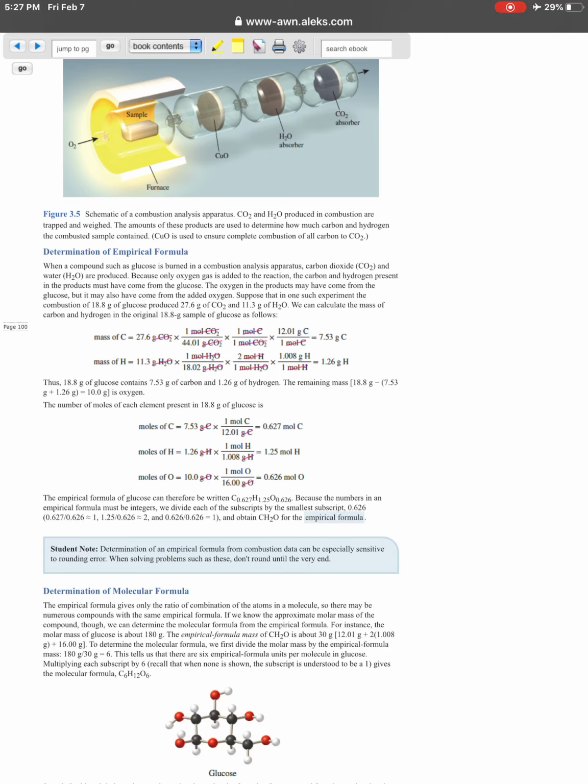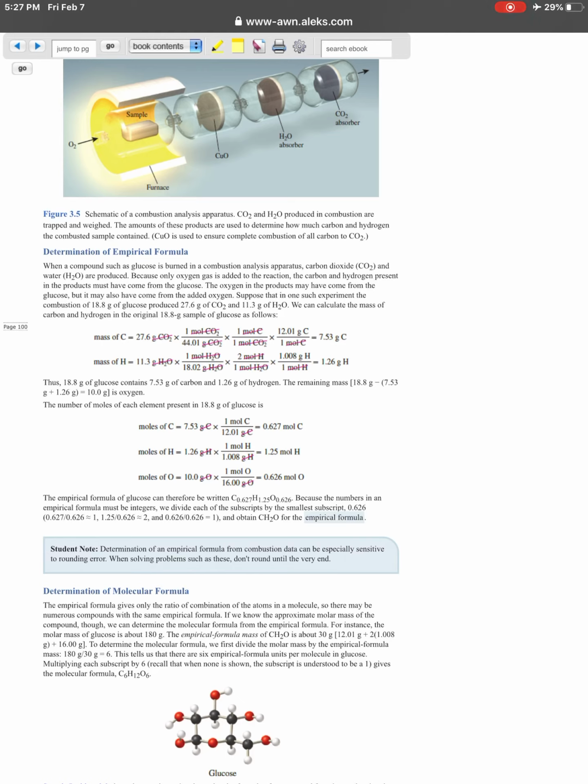Okay, let's do the carbon first. The amount of carbon dioxide produced is 27.6 grams. The molar mass of carbon dioxide is 44.01 grams, so 1 mole of carbon dioxide weighs 44.01 grams. If we divide the mass of the carbon dioxide by the molar mass of carbon dioxide, that will tell us how many moles of carbon dioxide were produced.